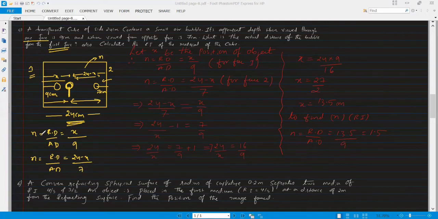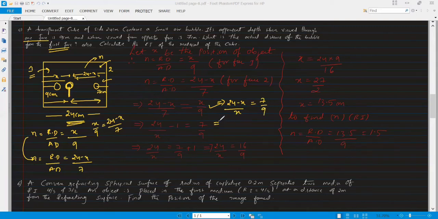So from this side it is x by 9, and from this side it is 24 minus x divided by 7. N is the same from this side as well as from this side. The refractive index must be the same. Equating these two equations, we can write x by 9 is equal to 24 minus x divided by 7. We bring this x to this side and take this 7 to this side. This can be written as 24 minus x divided by x is equal to 7 divided by 9.